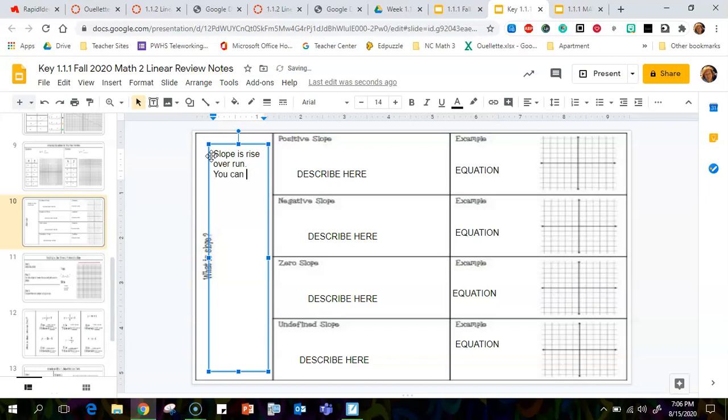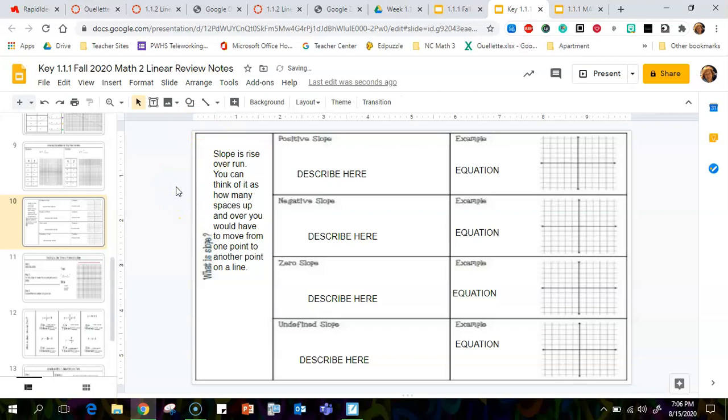You can think of it as how many spaces up and over you would have to move from one point to another point on a line. So you take your time and type all that in. You might type faster than I do.